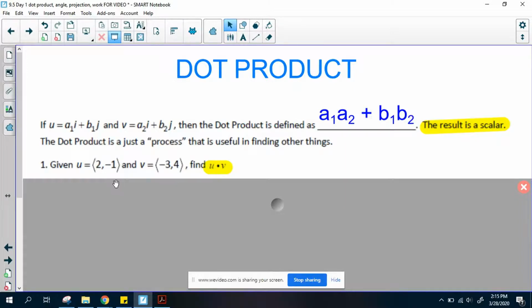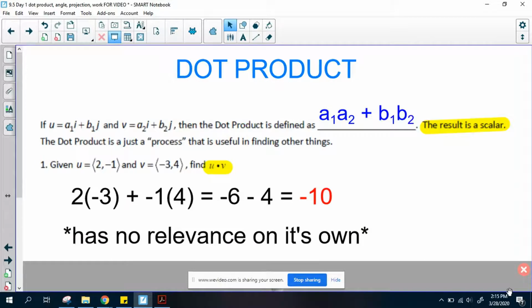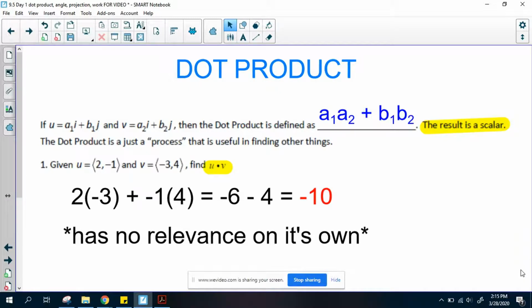Okay, so consider two vectors, u and v. If we say u dot v, we literally want you to just multiply them. So you would get 2 times -3 plus -1 times 4, and you would end up with -10. And that's it. Again, it has no relevance. It's just, can you find the dot product?